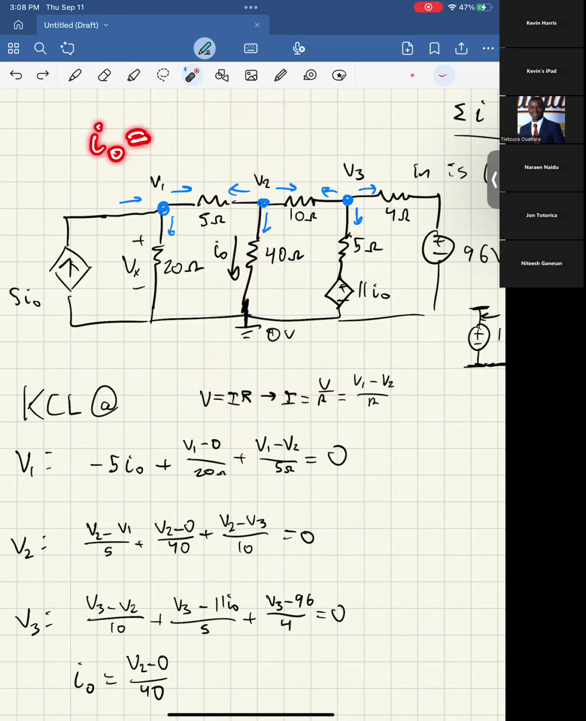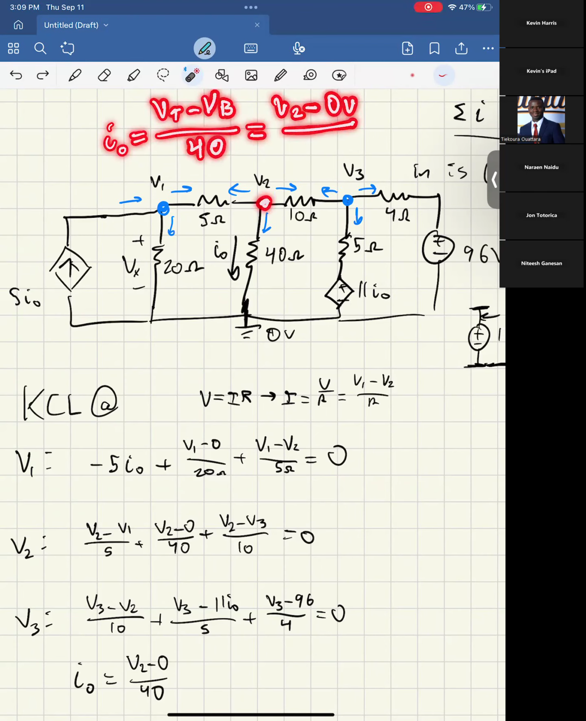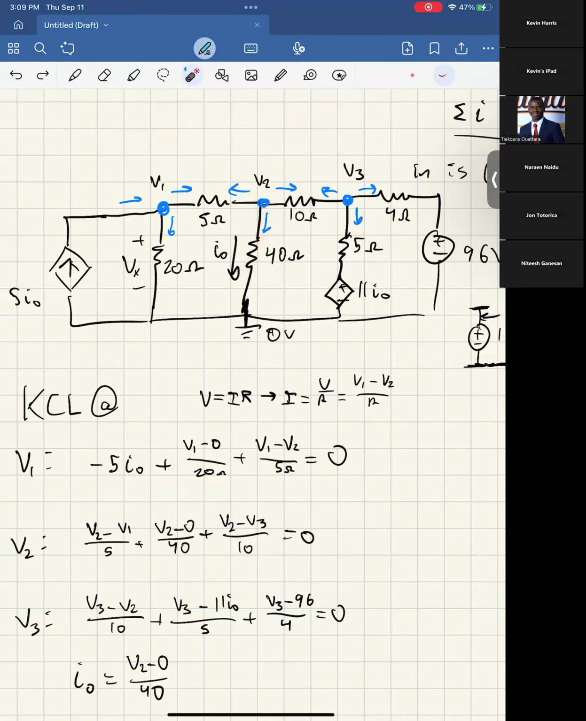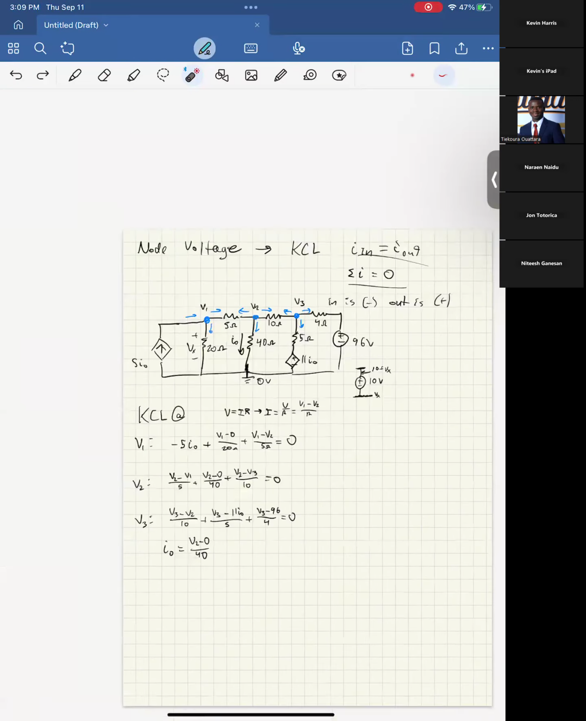So I naught in this case is going to be equal to, we can think of the voltage on the top minus the voltage on the bottom over 40, right? The voltage on the top is V2. The voltage on the bottom is 0 volts, and the resistance is that 40 ohms. So that's how we got that. It's the same way we were looking at it when we were looking at the current coming out of V2. It's just since we wrote some of the equations in terms of I naught, we have to define I naught somewhere.